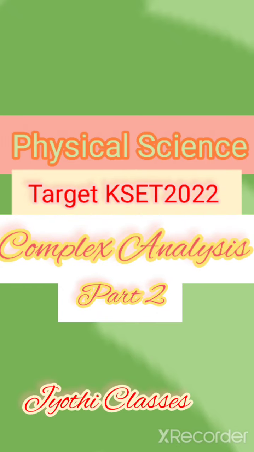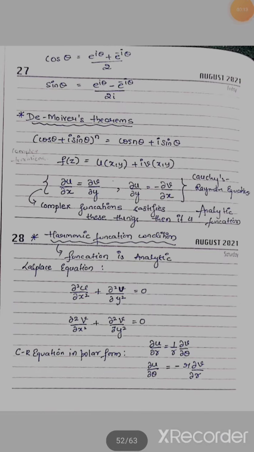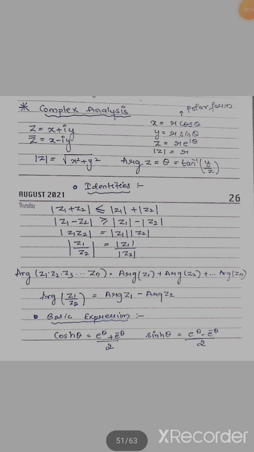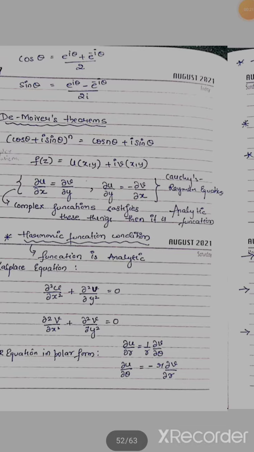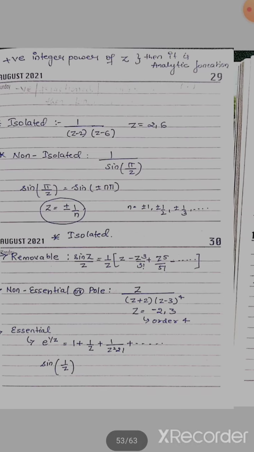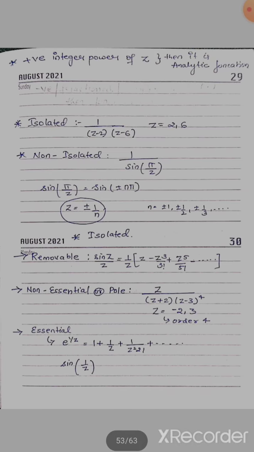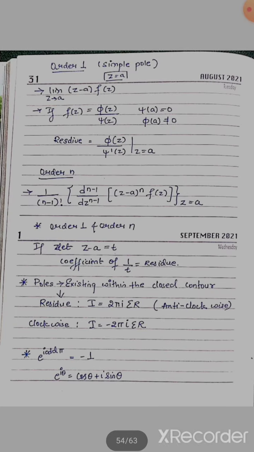In yesterday's class, we started with complex analysis. We learned what a complex function is and how it can be represented with its conjugate, the identities and basic expressions to find whether it is analytic or not, and a few of the remaining things like isolated and non-isolated. In continuation, today we will see the order 1 pole and the order n pole.